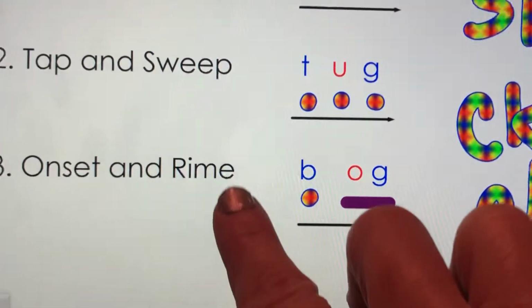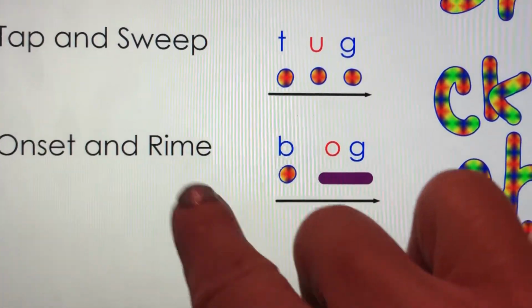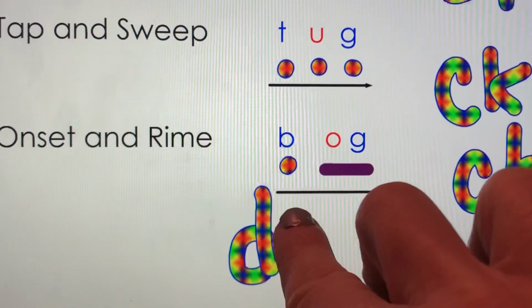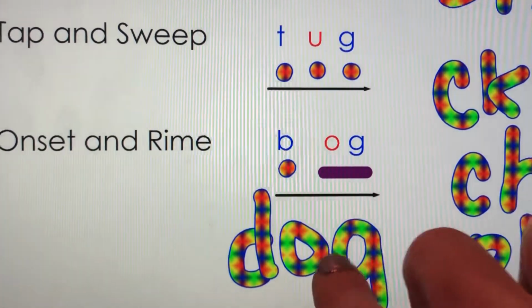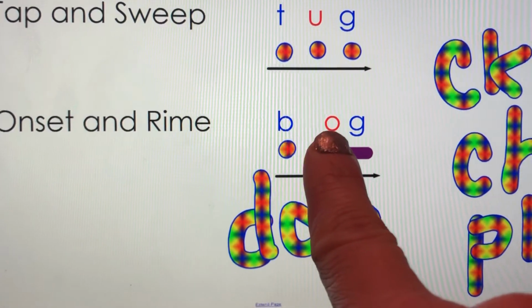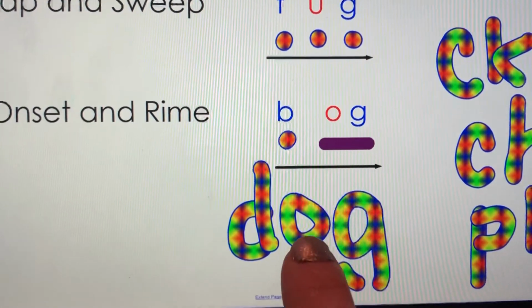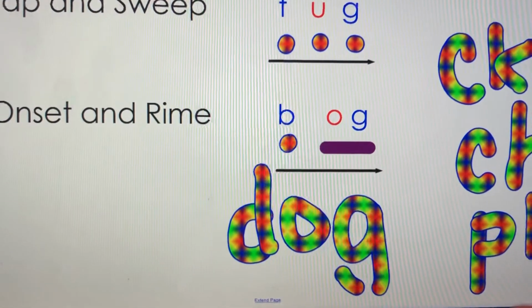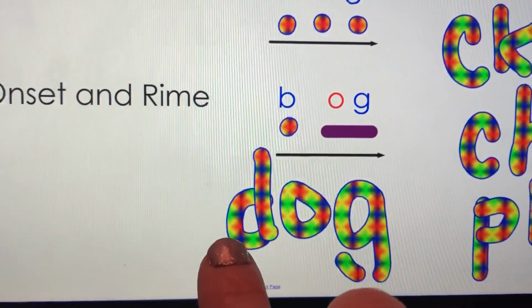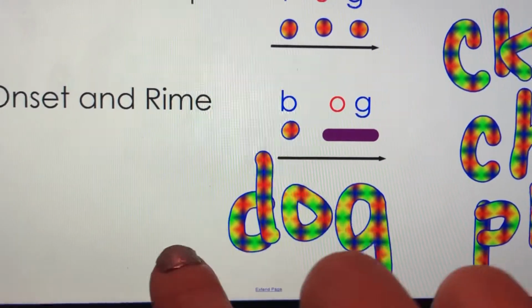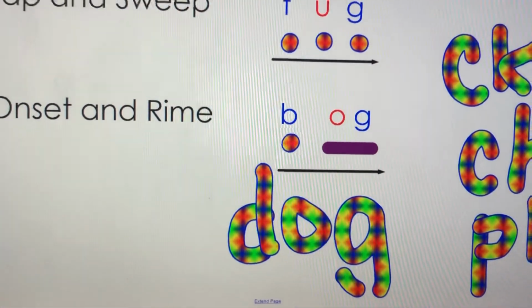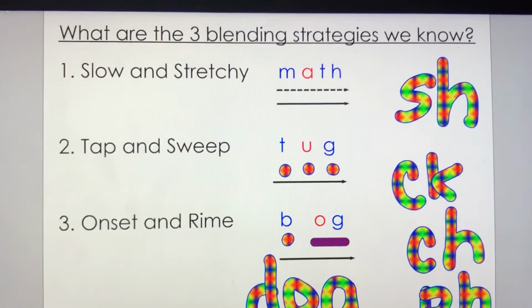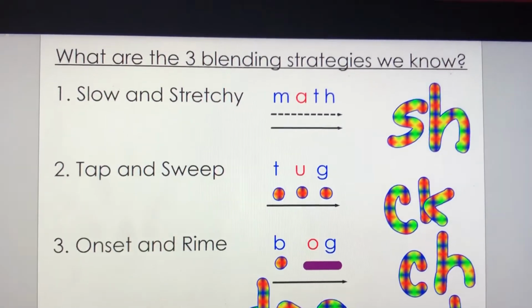Here's a word that would be in the bog family. It looks almost the same because, again, we have that rhyme, the og. And here it is again. That's a familiar rhyme or a familiar chunk that you see a lot in words. What is this word? Dog. Excellent.